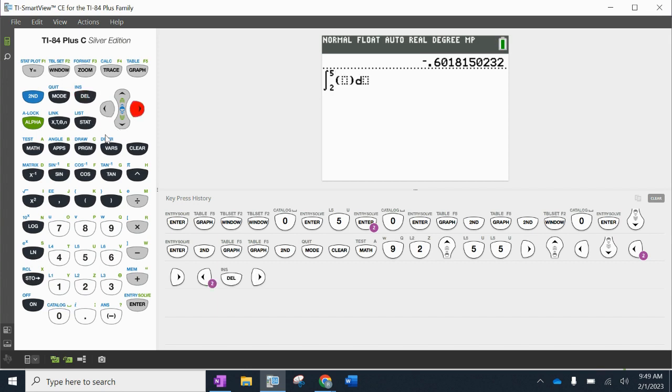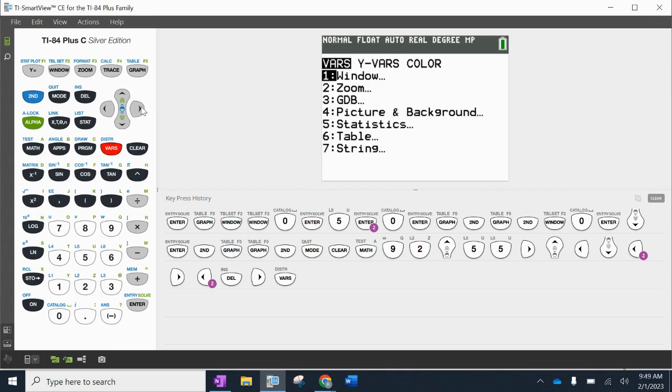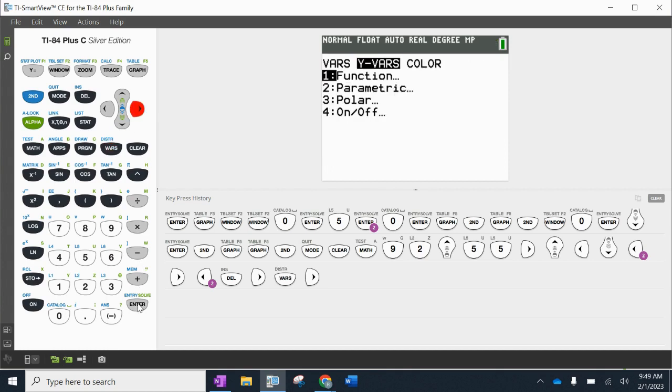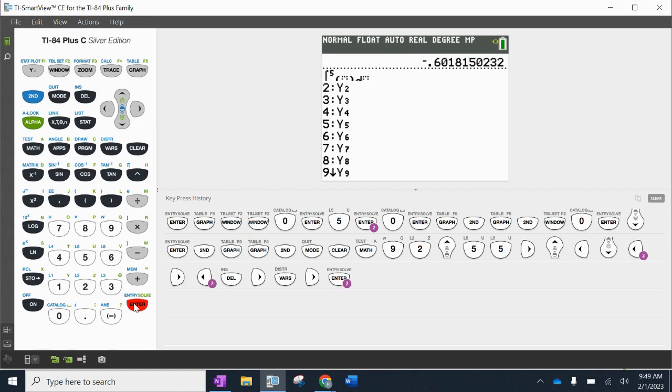All right, so I'm going to put y1, and I'm going to go vars for variables to the right, Y variables, choose the function. And I want to grab y1. Since I've already put it in there, I'm not going to type it all over again. I'm just going to grab the function y1. I want to find the integral from 2 to 5 of the function y1 with respect to x. So this is going to evaluate that area under the curve. It's going to accumulate those infinite number of ultra-fine rectangles in there, and it's telling me that that area is 27.